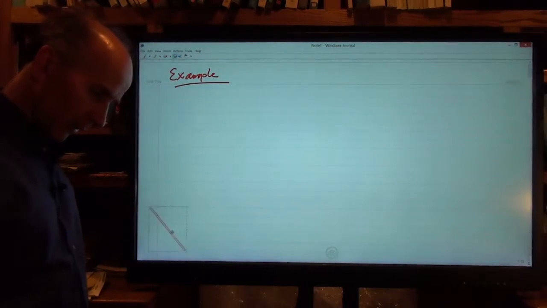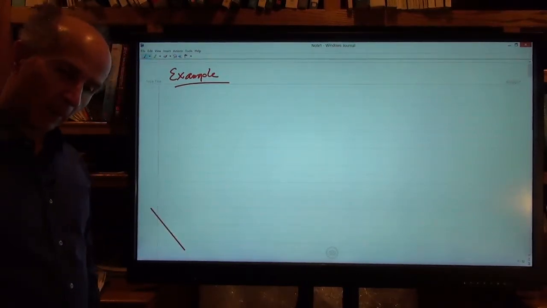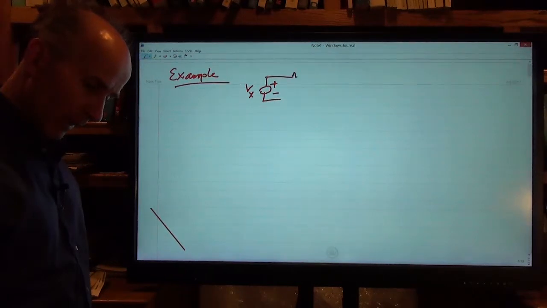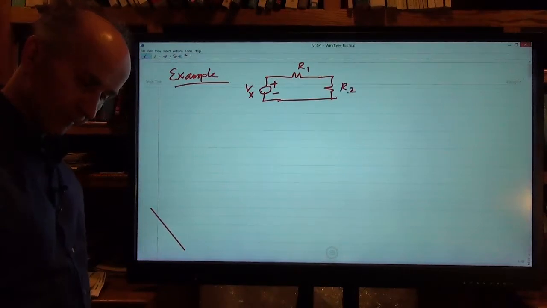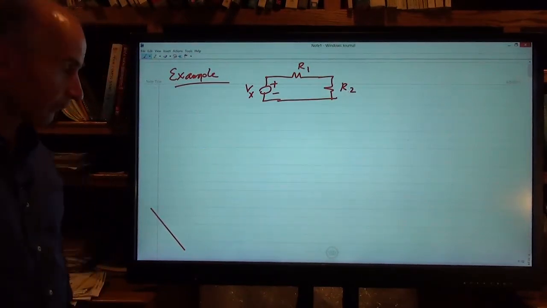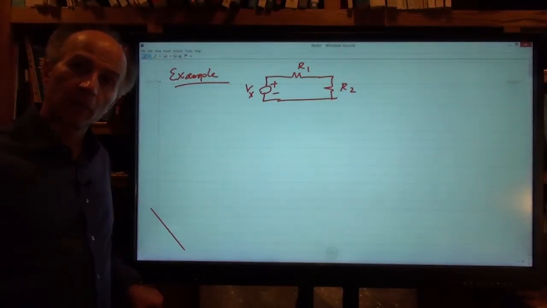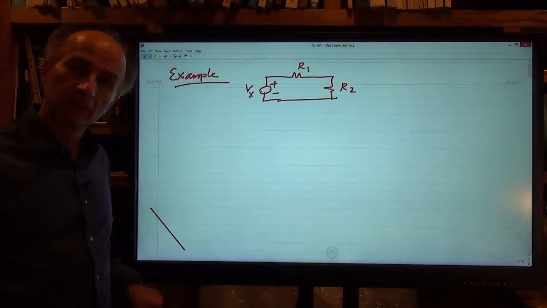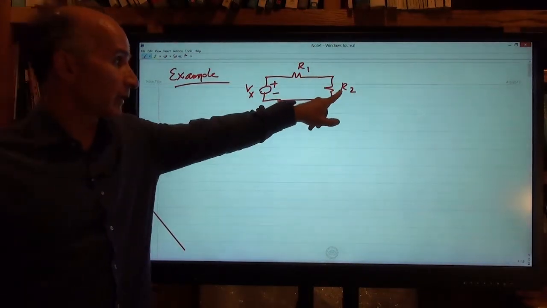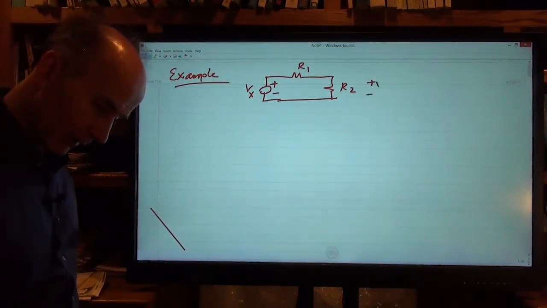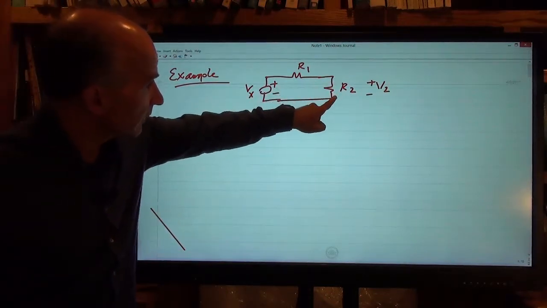Here's another circuit. We have a voltage source, which we call Vx, and we have a resistor R1, and then we have another resistor R2. Okay, and I would like to find the voltage across R2. So I know Vx, I know R1, I know R2. I would like to find the voltage across R2. So this voltage, we'll call this V2, the voltage from here to here.